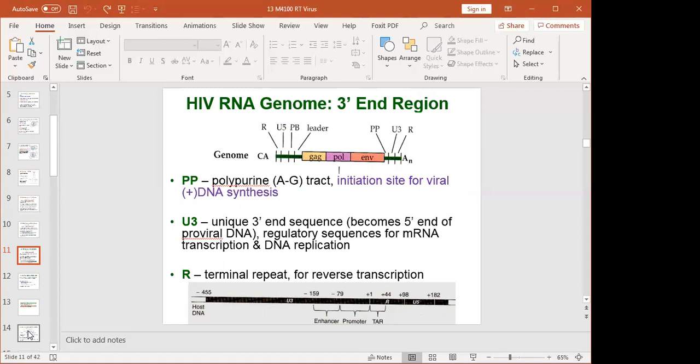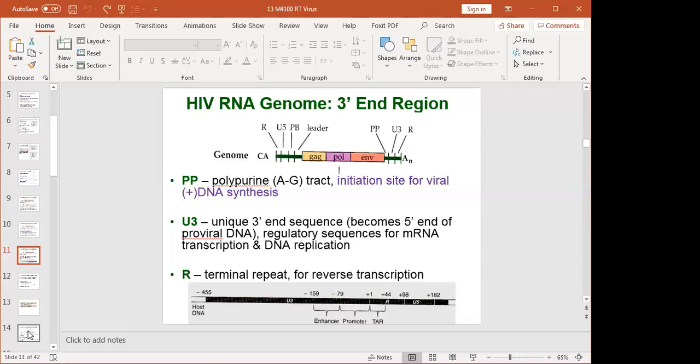polypurine tract. You know, we have two types of nucleotide, purine and pyrimidine. T and C are pyrimidine, and A and G are purines, but polypurine means that this tract, this segment, has a lot of As and Gs. This is an initiation site for positive DNA synthesis of the virus. The next region is called U3, the same way that we had U5 on the 5' end.